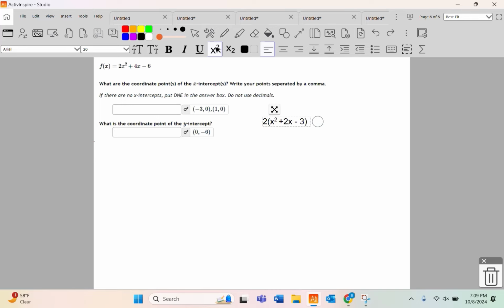Minus a 3. Since I want my x-intercepts, I set it equal to 0. I'm going to keep factoring. Factors of negative 3 that add to 2 are positive 3 and negative 1. Now, by the ZPP, the zero product property, x plus 3 is 0, or x minus 1 is 0.